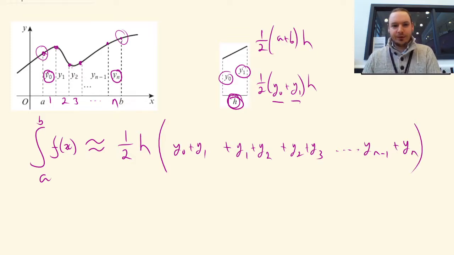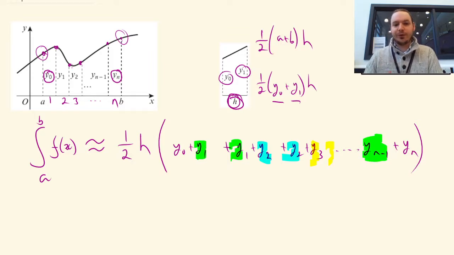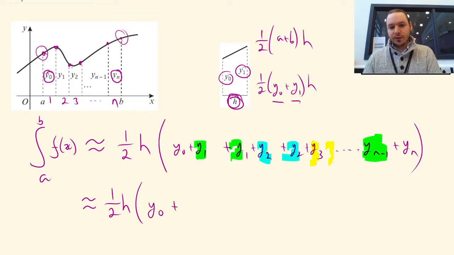And perhaps you can see already the y1 is in here twice, and y2 is in here twice. y3 will also be in here twice. In fact, all of them are in here twice up to yn minus 1. But yn and y0, the very first and the very last point, we only count once. So we can tidy this up a little bit. So this is approximately equal to half h brackets, and then I can have y0 and yn separately, and then two lots of every other term.